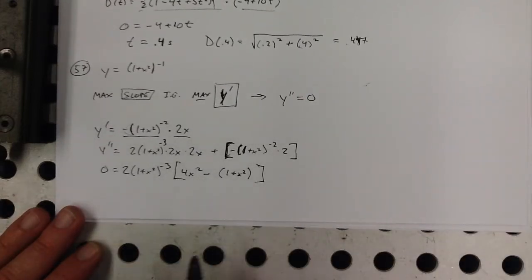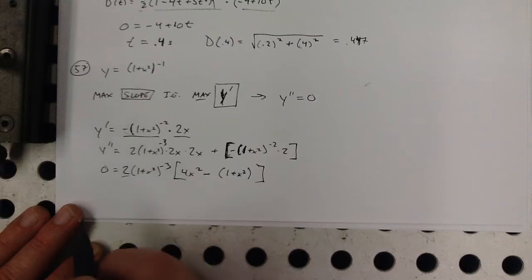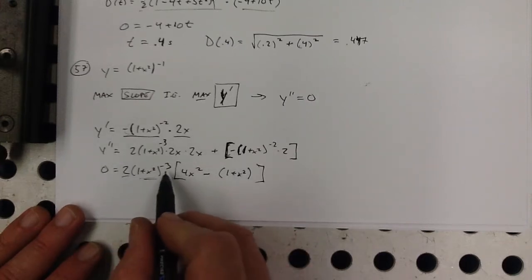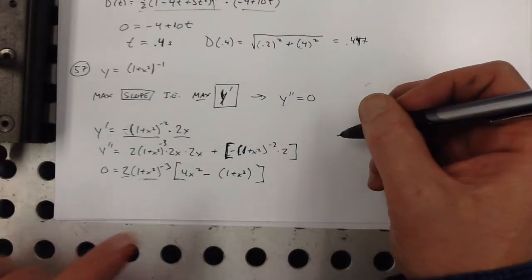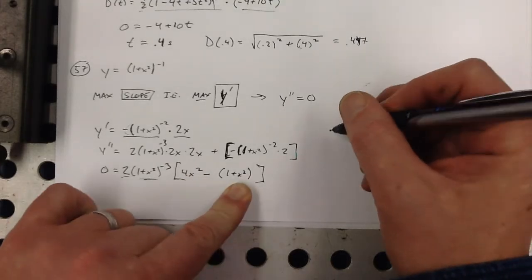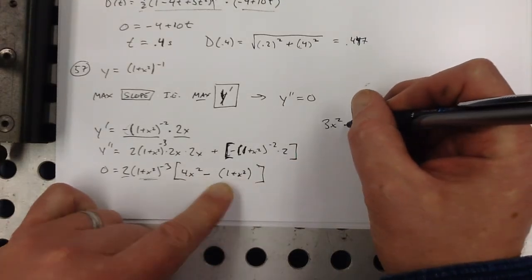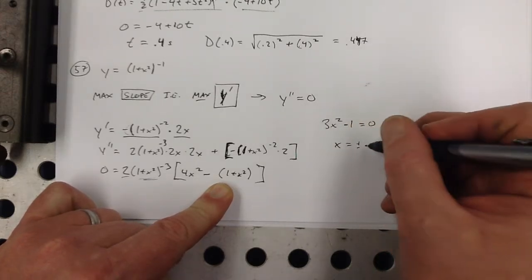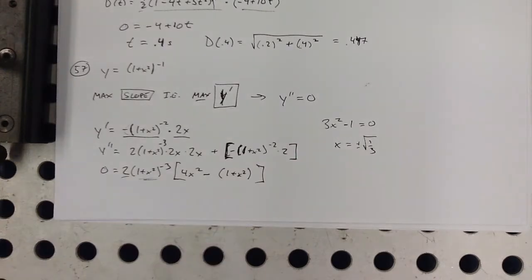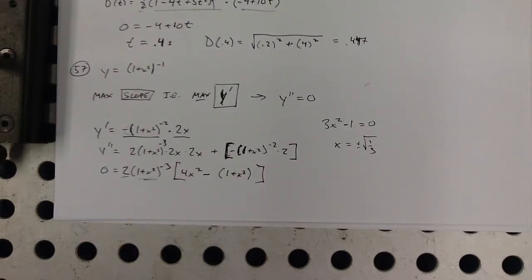So, this is already in factored form. So this, well, that's a number. That's not going to be equal to 0. This, that's in the denominator, so that can't make this equal to 0. So it's got to be this thing that makes it equal to 0. So let's see, that's 4x squared minus x squared. That's 3x squared minus 1 equals 0. So x is equal to plus or minus the square root of 1/3. And, well, gee, I think that's it.